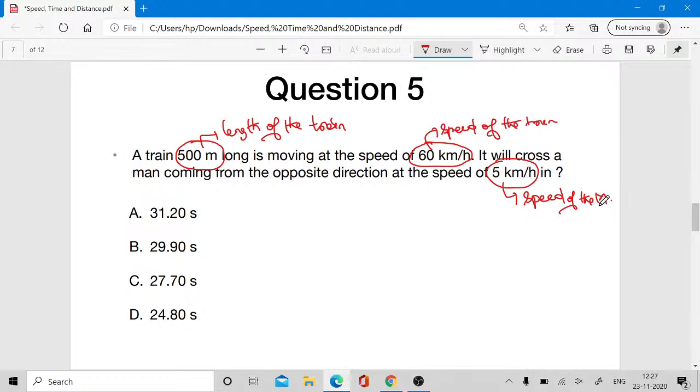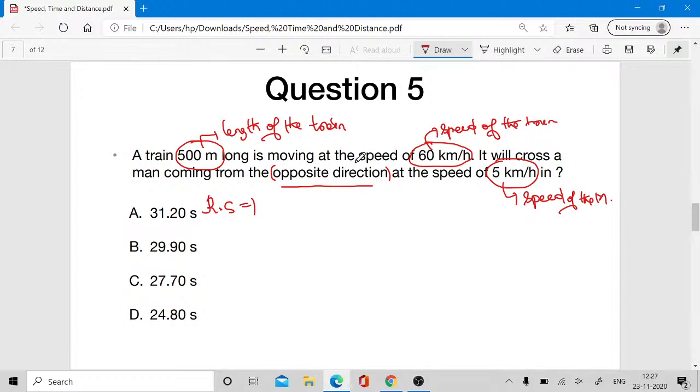So how is this happening here, people, right? First of all, tell me. I have to find out what? I have to find out the relative speed. Yes or no? I have to find out the relative speed. Yes, Bhagirath, you are right there. Right? How is the man coming in, people? He is coming in the opposite direction.